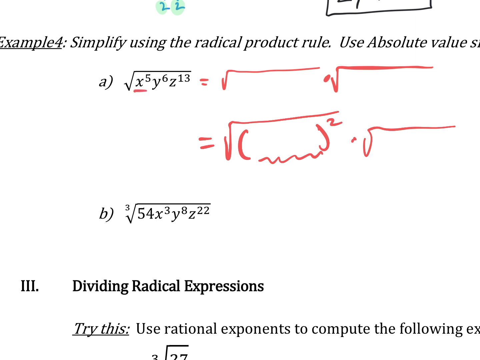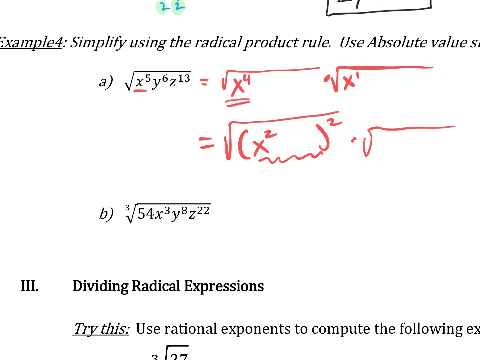So when we have 5 x's, or x to the 5th, if we break this up into x to the 4th and x to the 1st, then this number can be written as x squared squared. Okay, x squared squared is x to the 4th. So we can simplify an even number of x's, x to the 4th, an even power. All right, because that can be written as x squared squared.